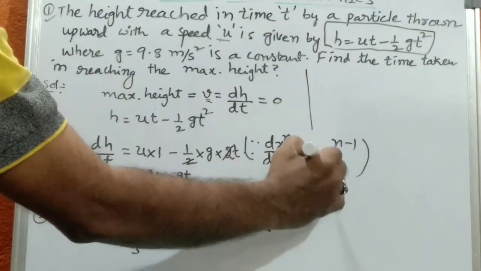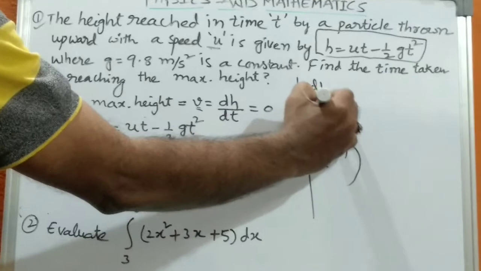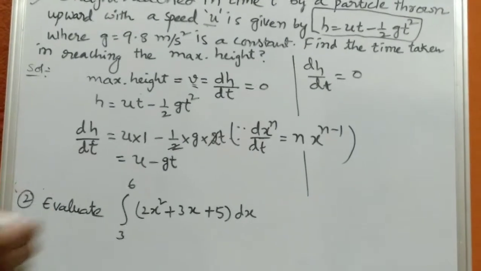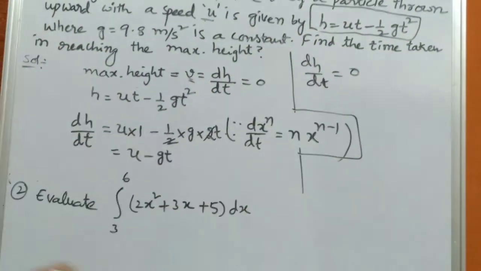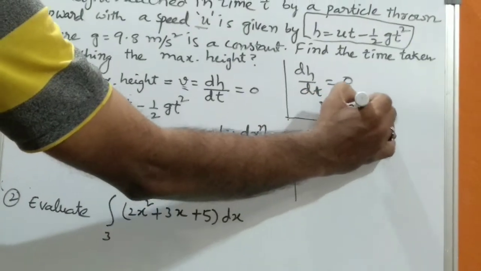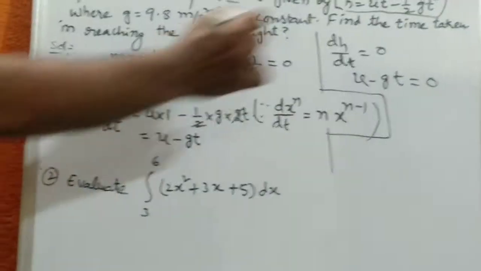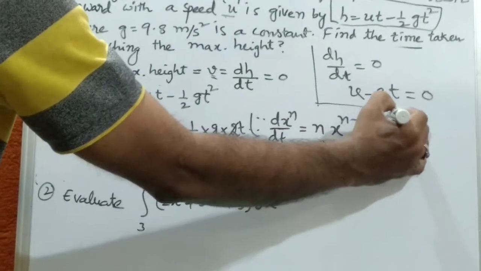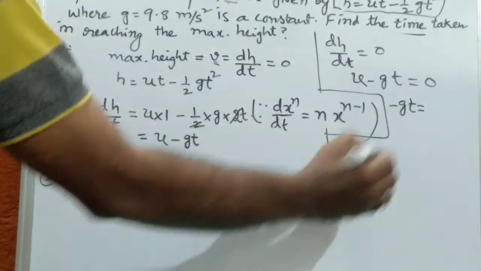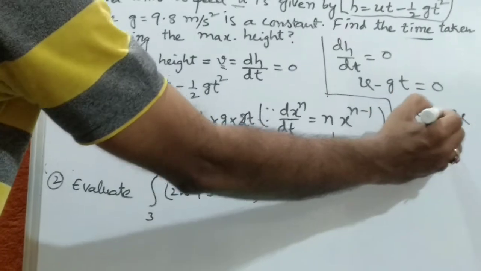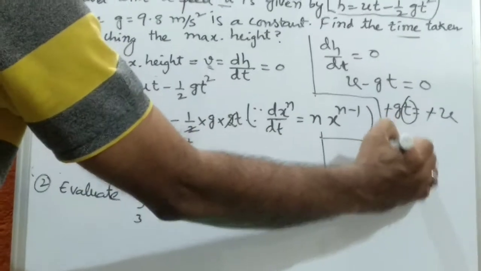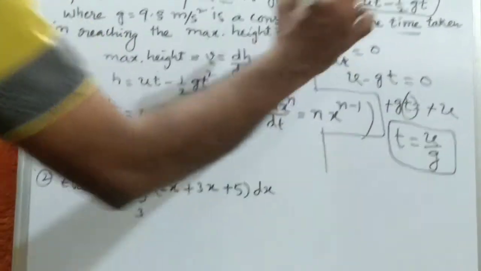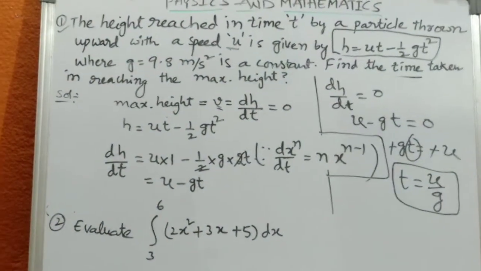We already know dh by dt equals 0, that is the final velocity. And dh by dt we got is u minus gt. So u minus gt equals 0. We are asked to find the time. Sending the u to the other side, minus gt equals minus u. The minus gets cancelled, and we want the time t, so t equals u by g. Now we have the solution, t equals u by g.